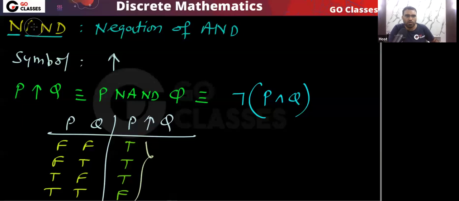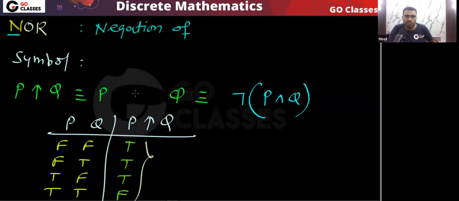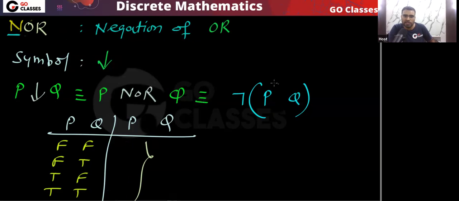Now tell me about NOR. The next is NOR. The name itself is telling you this is negation of or. So NOR is negation of or. What is the symbol? The symbol is down arrow. So P NOR Q means negation of or. First you do or, then you do negation.